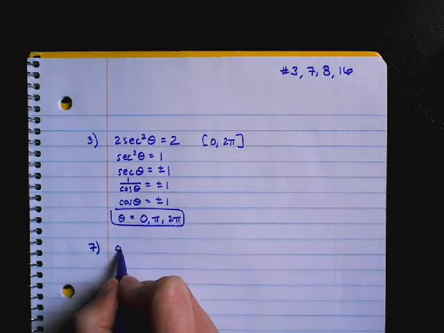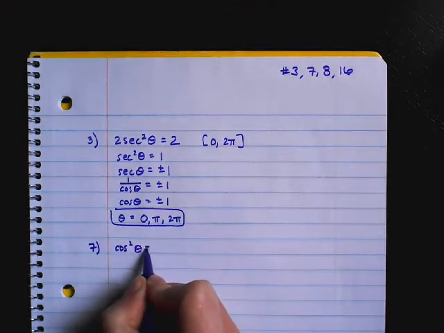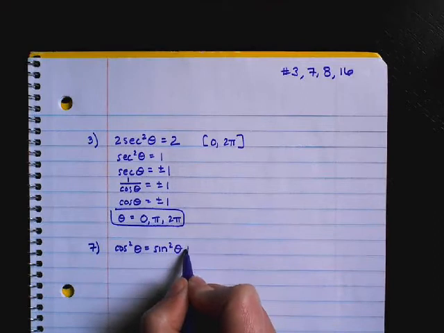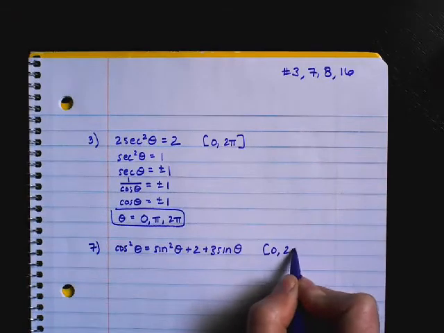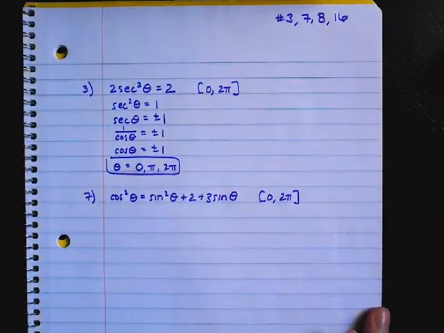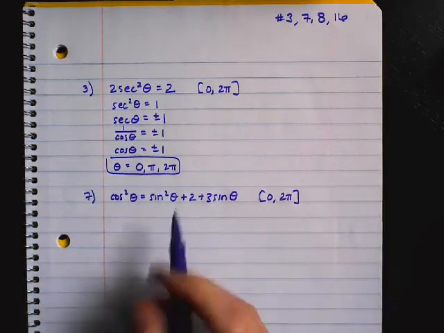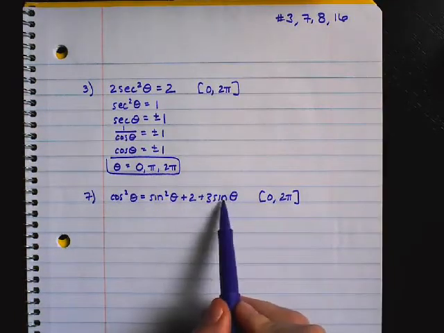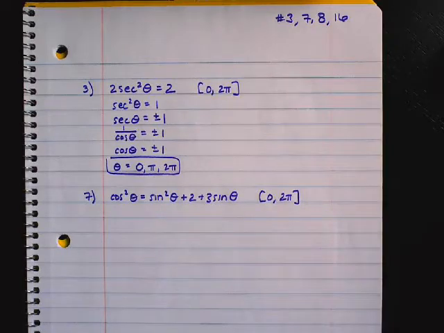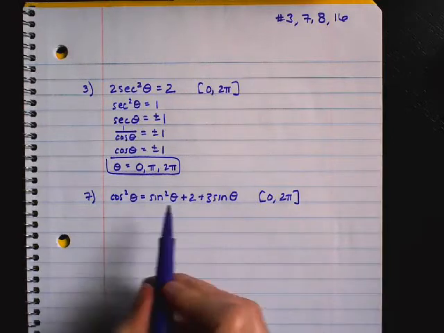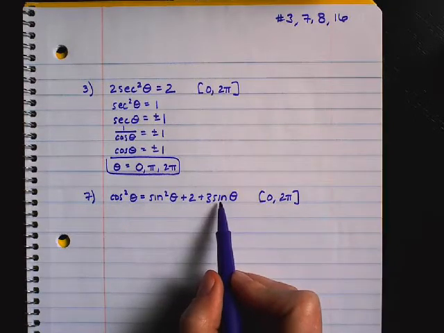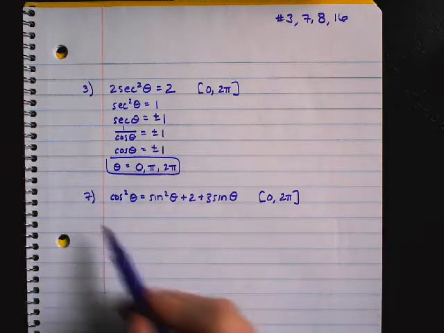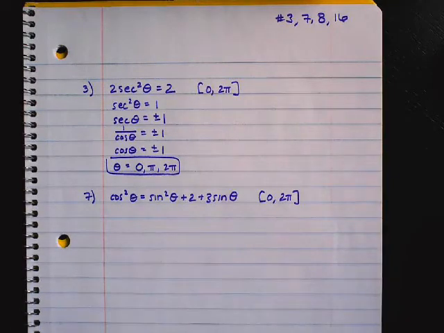This problem starts with cosine squared of theta equals sine squared theta plus 2 plus 3 sine theta. Remember, my goal again is to solve for theta on the interval 0 to 2 pi. Because I have squared terms, I have sine, and I also have a constant, I'm probably going to need to factor this at some point. We want to do that after we only have sine or cosine terms. You'll notice that I have both sine and cosine terms that are squared, but I only have a sine term. I don't have a cosine term. So it would be best if I can get everything in terms of sines.